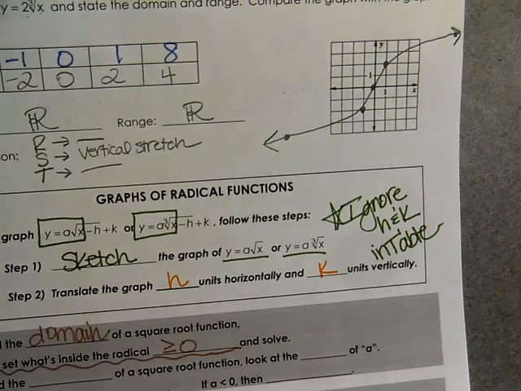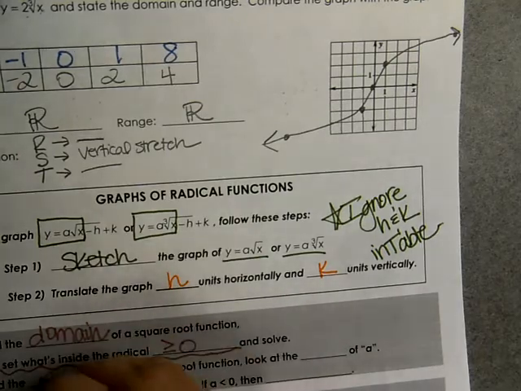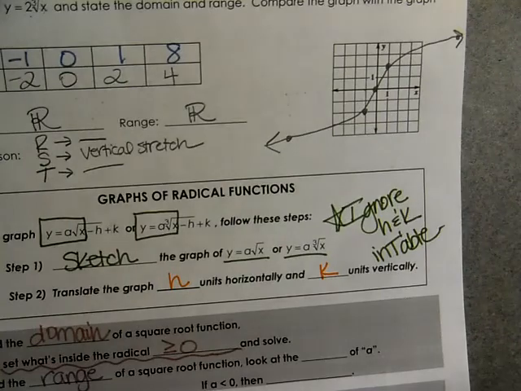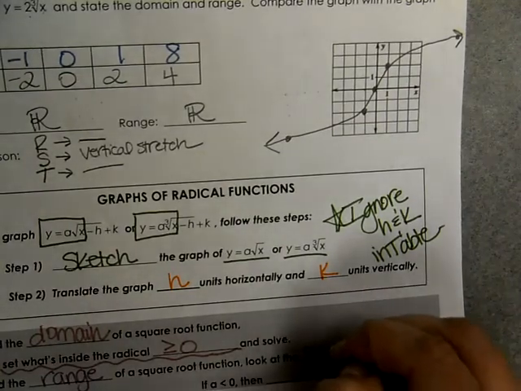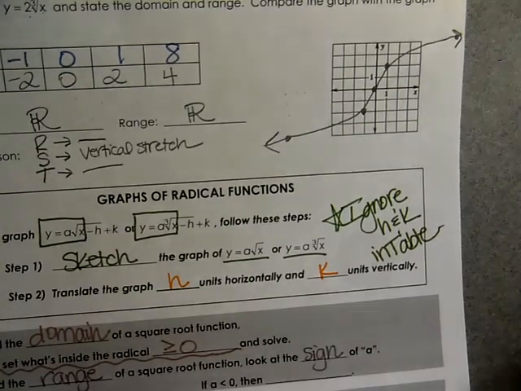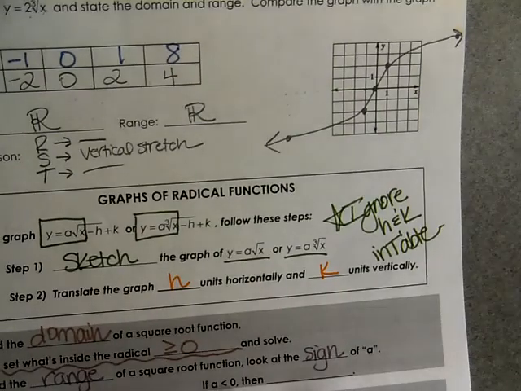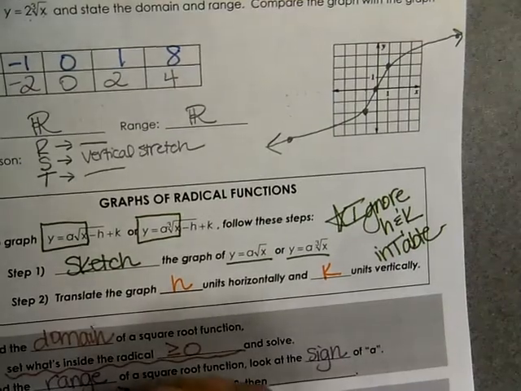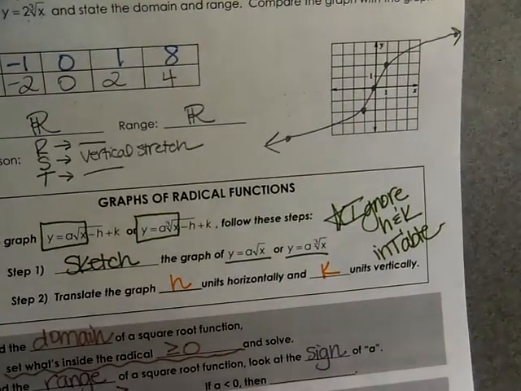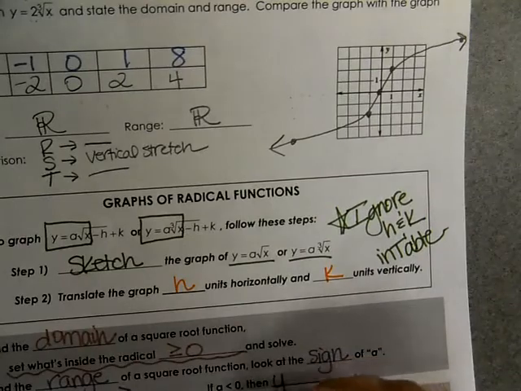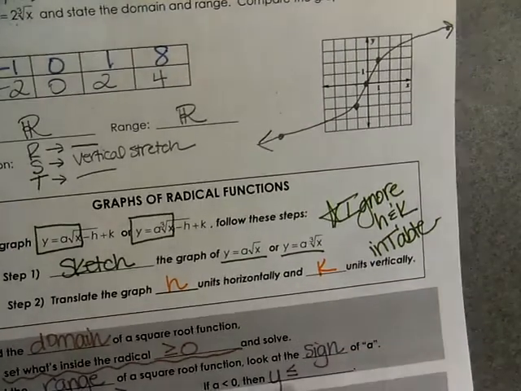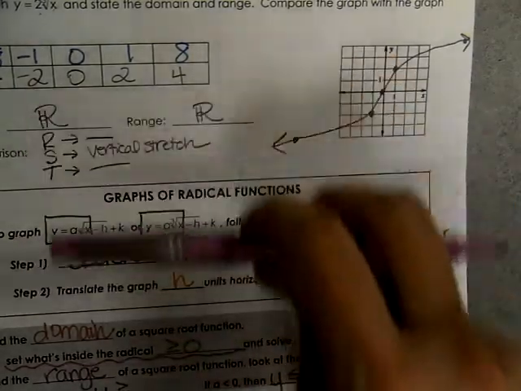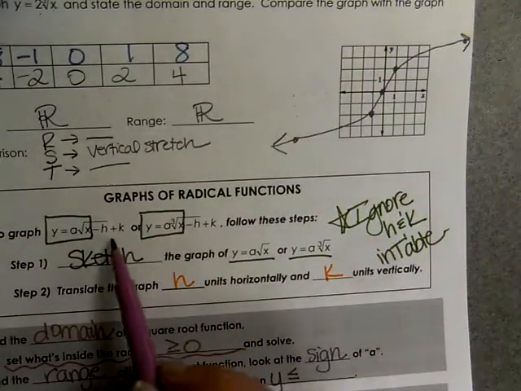Okay? Now, to find the range of a square root function, we're going to look at the sign of a. Is a positive or is it negative? If it's positive, the graph's going to be going up. And if it's negative, that means the graph's going to be going down. And what is it about the function that's moving it up and down? Well, it's that k value.